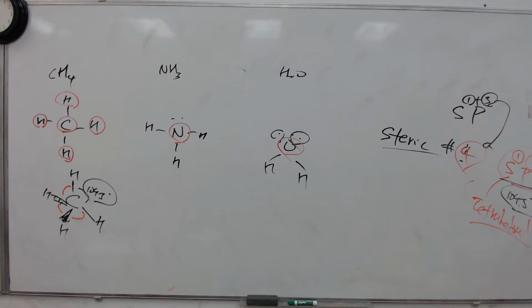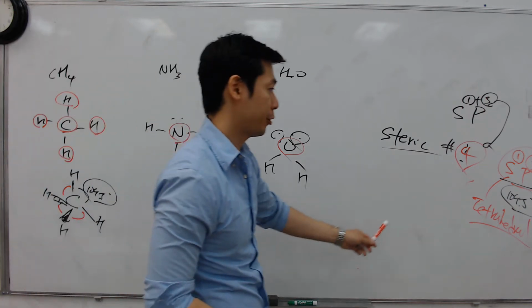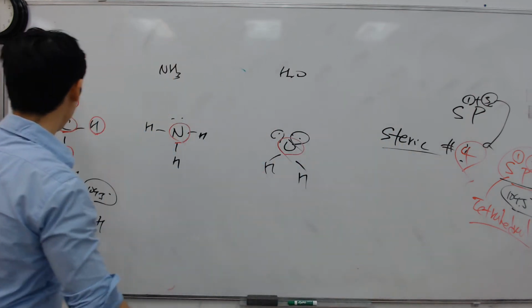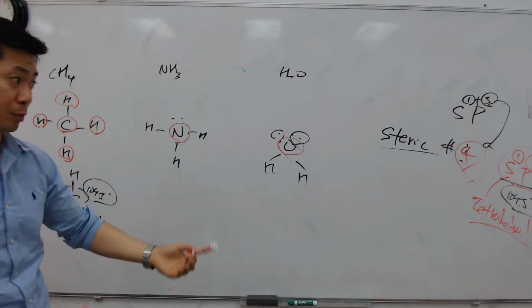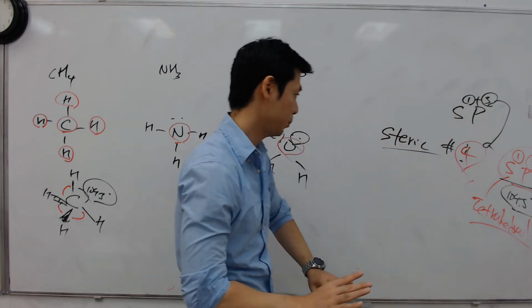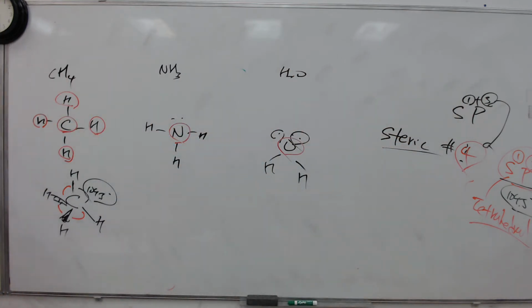So keep in mind, guys, whenever you see sp3 hybridization, it's very simple. If the steric number is 4, meaning 4 things surround the central atom, then it's sp3, and tetrahedral for AP level. Very simple stuff, nothing fancy. Let's take a look at this. It's the same thing.